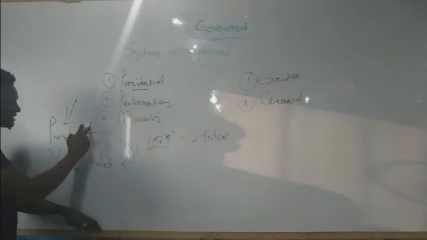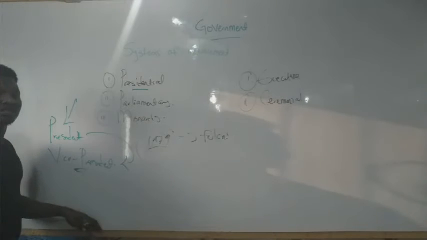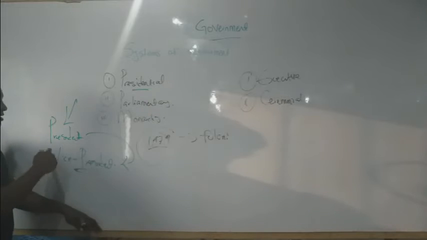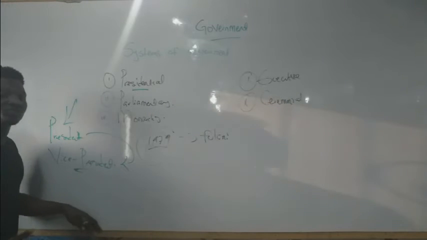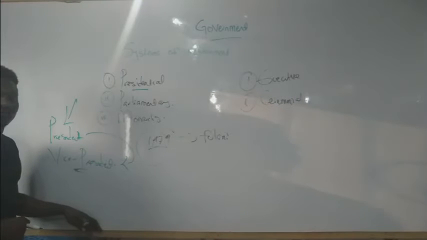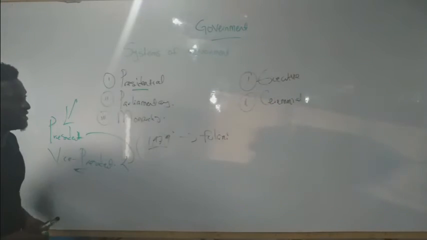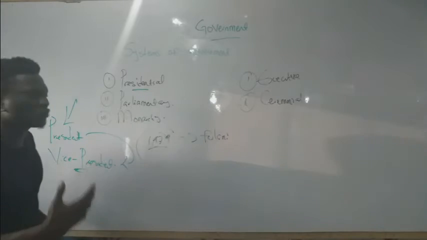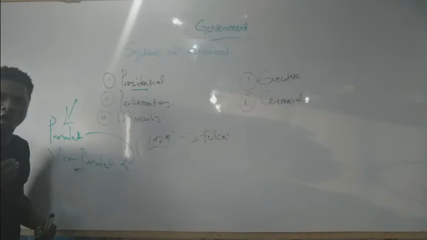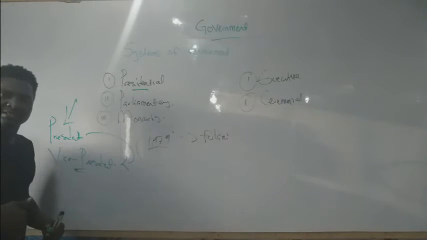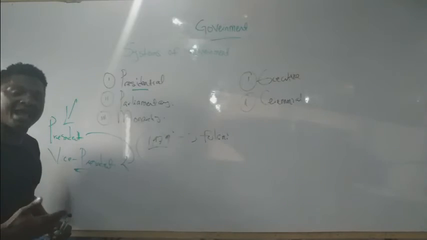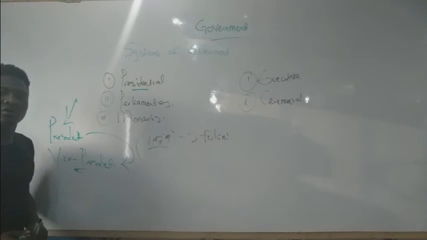Usually, the president and the vice president are from the same political party. So you have in Nigeria, Yemi Osinbajo and of course Muhammadu Buhari are both members of the All Progressives Congress. Alright, now moving forward, let us look at functions of the president as the head of government.